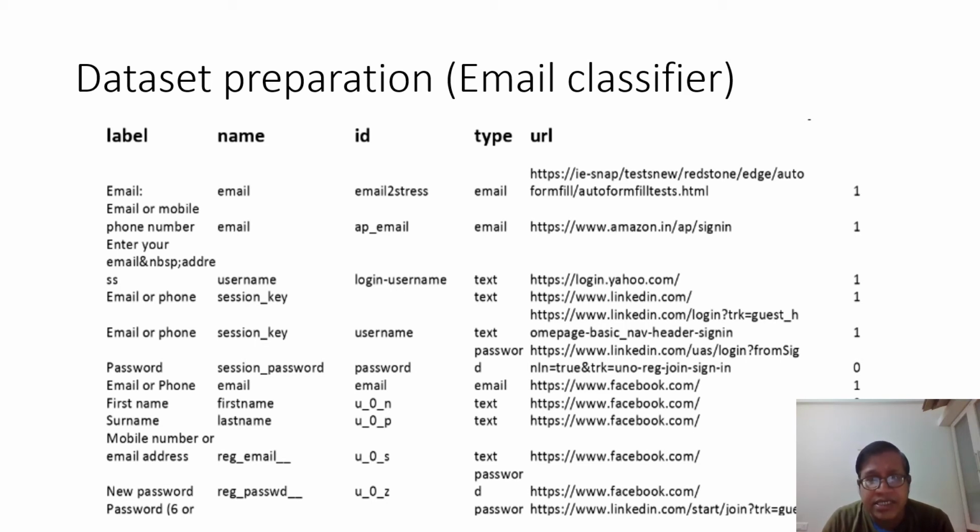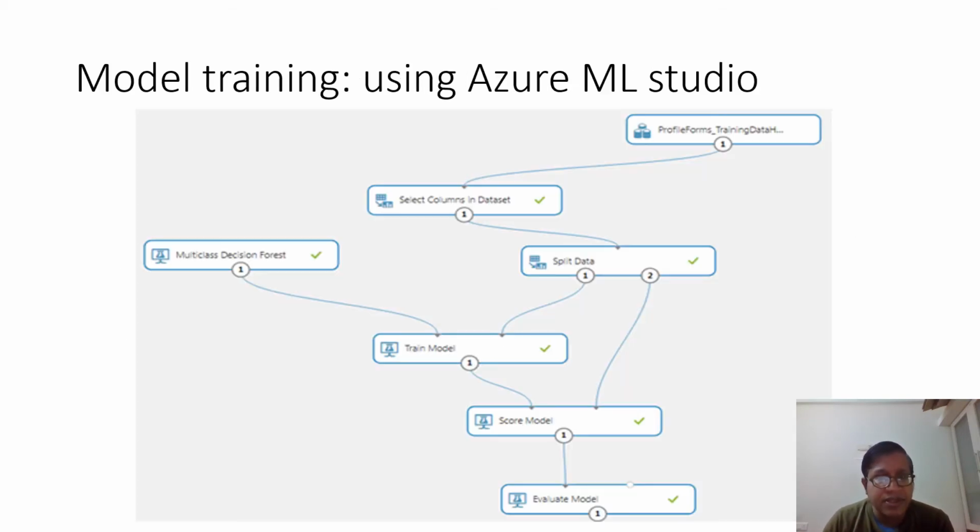There is the URL, the type, the ID, the name and the label. So that is the dataset which we formed. And then we used Azure ML Studio, which is quite good. It's a drag and drop interface for machine learning, which is very good also because it creates a web service very easily.